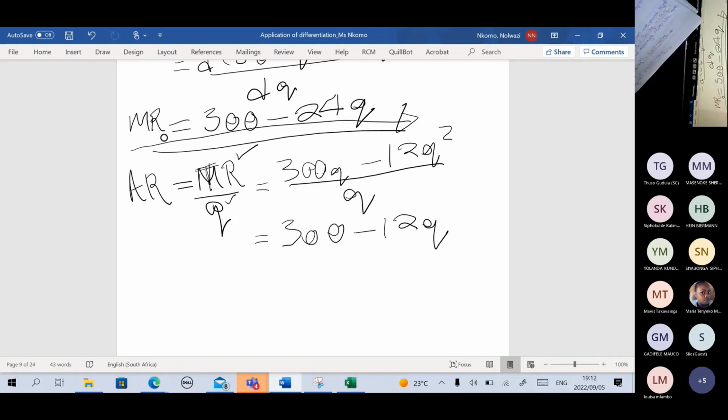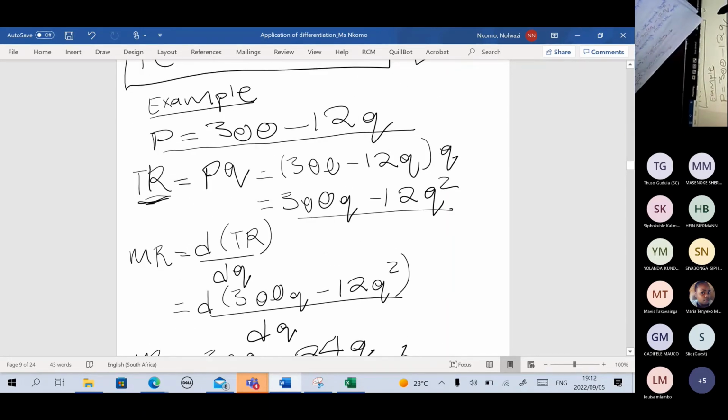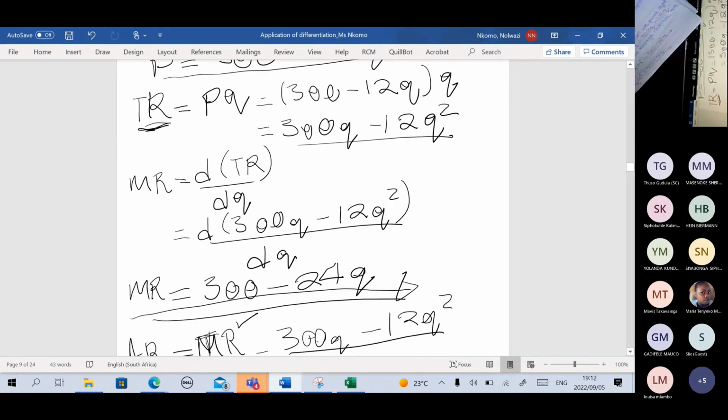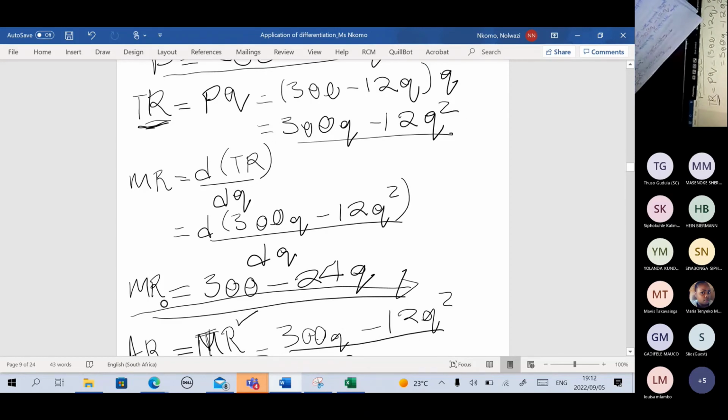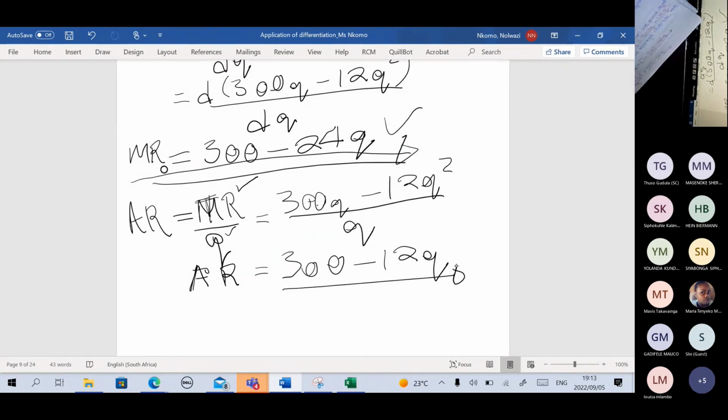Okay, now we have the demand function, we have the total revenue, and we have marginal revenue, and we have the average revenue. What else can we find from this information?